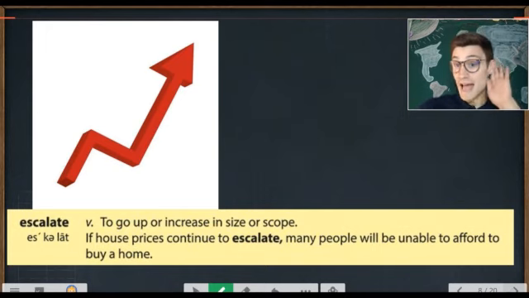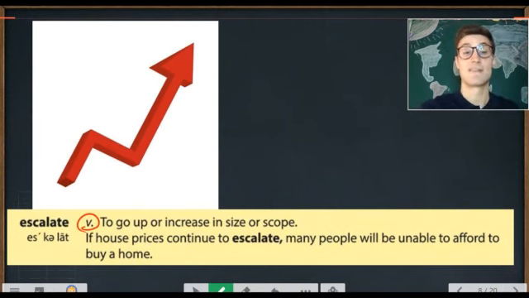Next up, it's escalate. Great. Escalate has a verb meaning. This means to go up or increase in size or scope. So you can escalate a situation by making it worse, or use this sentence as an example. If house prices continue to escalate, many people will be unable to afford to buy a home. So if house prices escalate, the prices go up, increase.